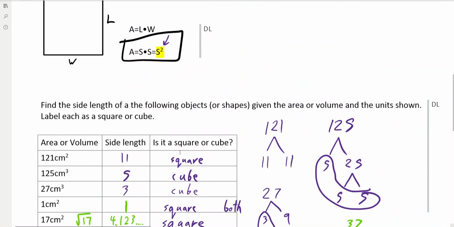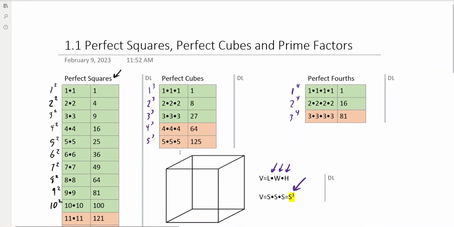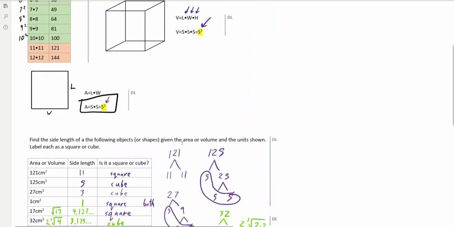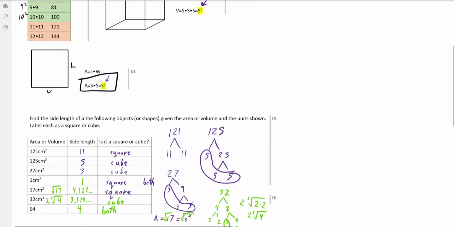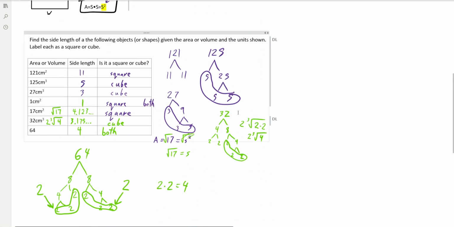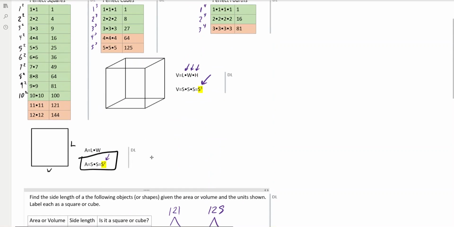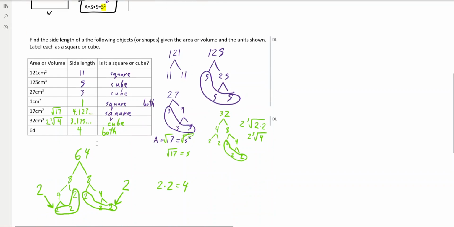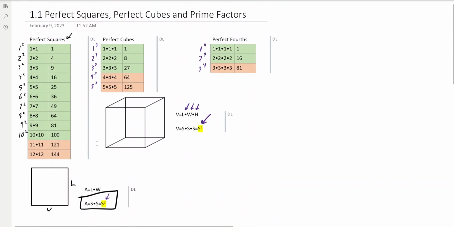All right, hopefully this video explains a little bit about prime factors and perfect squares and perfect cubes. Prime factors are just using this prime factor tree to get down to these last numbers. So we're just dividing by whatever number that we can in order to get to our last number. So yeah, that is it.